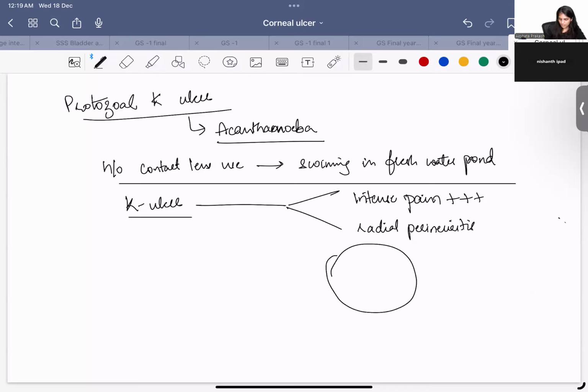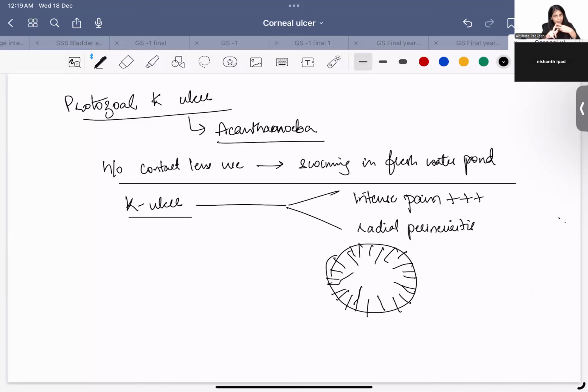That means the acanthamoeba actually invades along the corneal nerves, and these corneal nerves are present in large number. The cornea is densely innervated, and they invade along these corneal nerves. That is when the pains begin. That is when you have to suspect, a strong suspicion of acanthamoeba should be there. Otherwise, it mimics your fungal corneal ulcer.